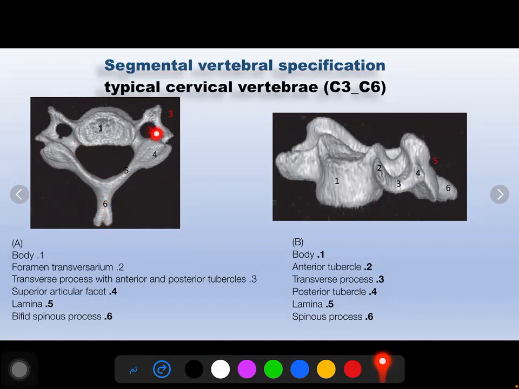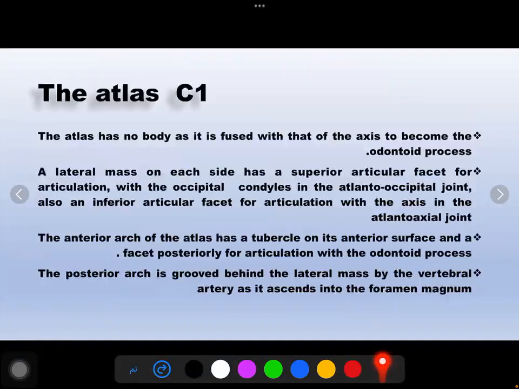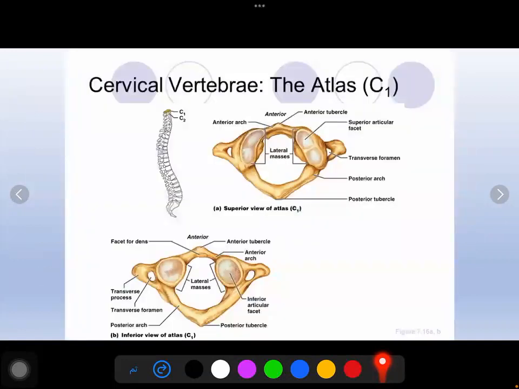This is the transverse process and this is the bilateral view. This is the anterior tubercle of the transverse process and this is the posterior tubercle. The atlas, C1. This is the atlas vertebra.